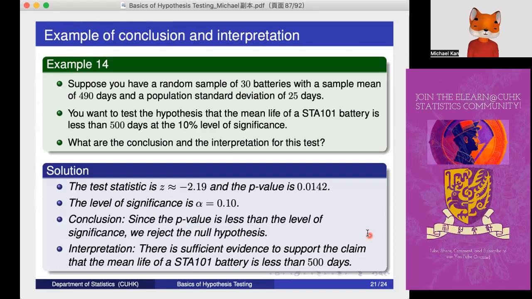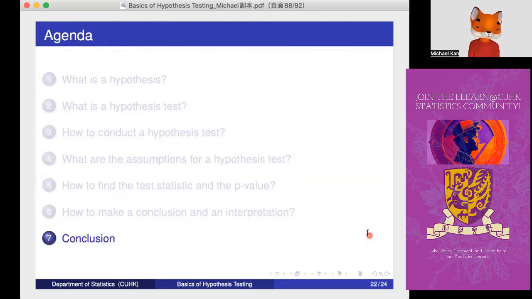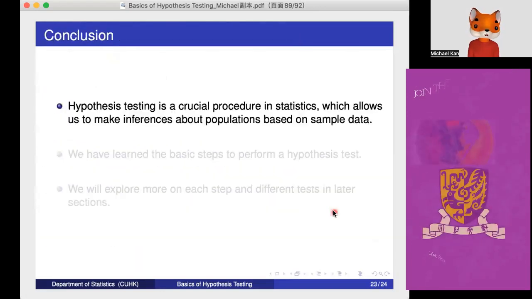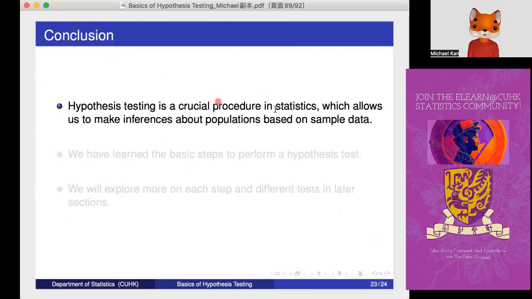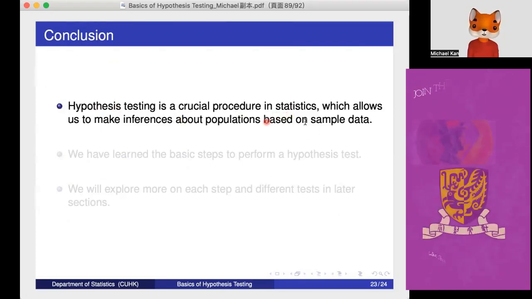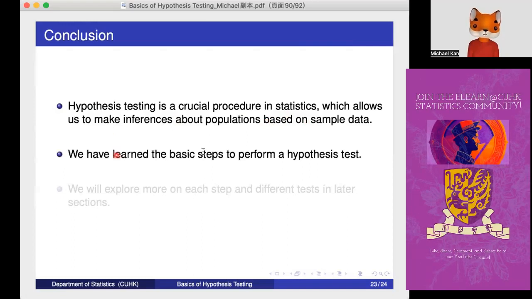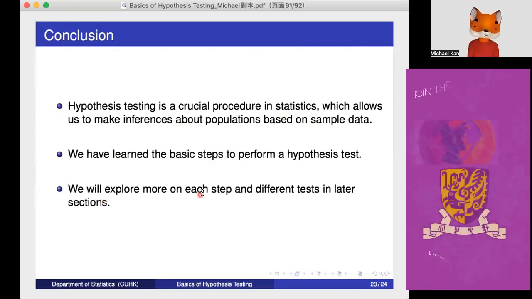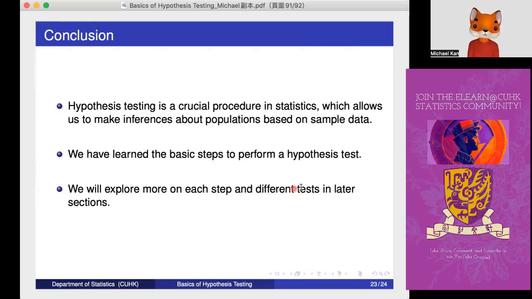Finally, hypothesis testing is a very important statistical tool, because it can help us use sample data to infer the overall situation. Today we learned the basic steps of doing a hypothesis test. In the following classes, we will discuss each step in more depth, and the different types of tests that can be done.